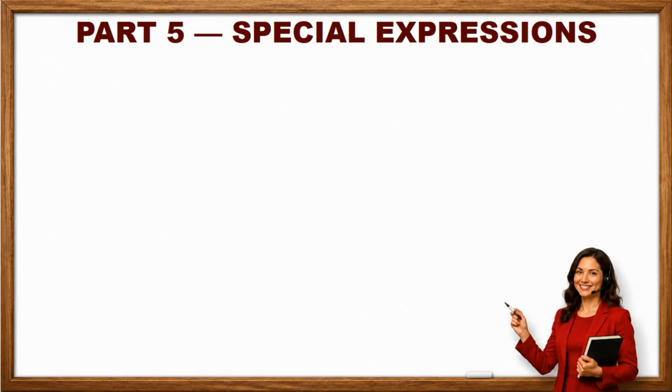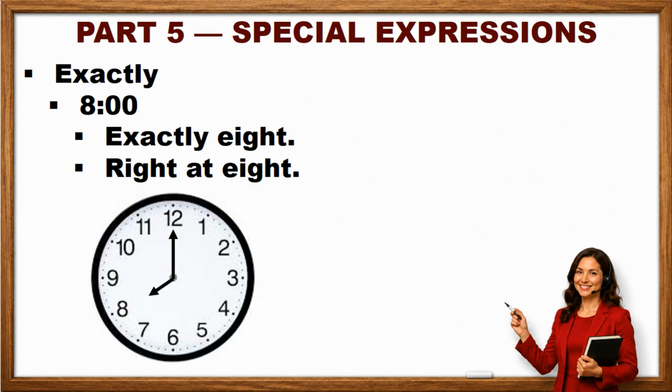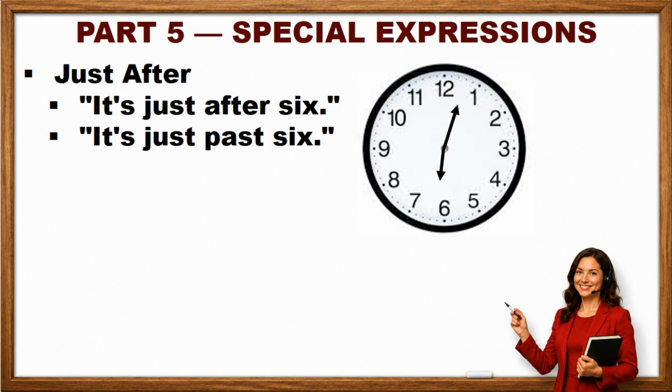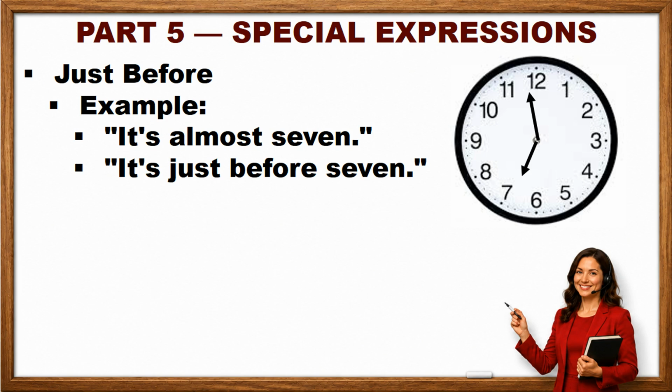Part 5. Special expressions. Exactly. Example. 8 o'clock. Exactly 8. Right at 8. Around. Example. It's around 5. It's about 5. It's nearly 5. It's almost 5. Just after. Example. It's just after 6. It's just past 6. Just before. Example. It's almost 7. It's just before 7.